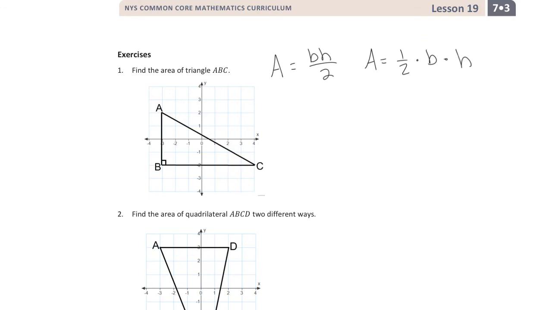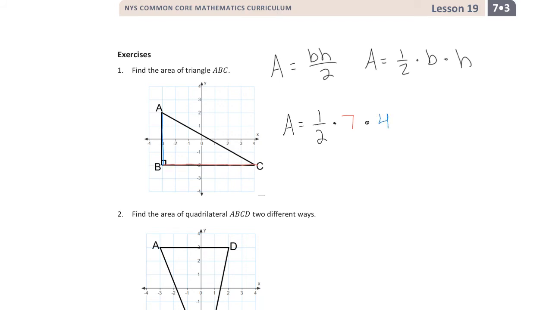So here I need to have my area of my triangle, which I already know I'm going to multiply something by 1/2. Now I need to find my base. So to find my base, I need to count how many units are in my base. 1, 2, 3, 4, 5, 6, 7. So now I have times 7. And then for my height, I'm going to count 1, 2, 3, 4.